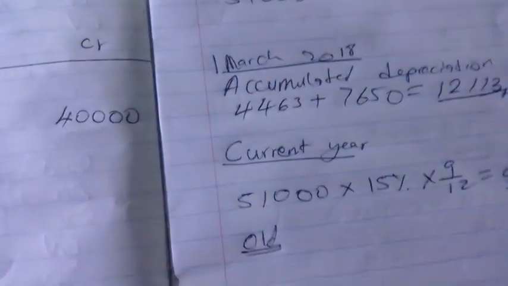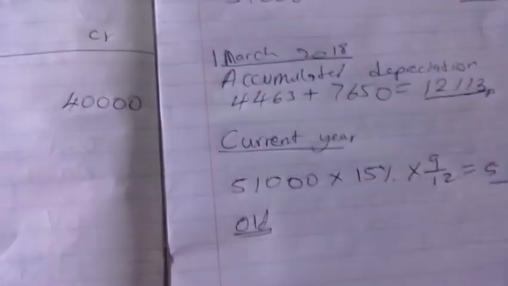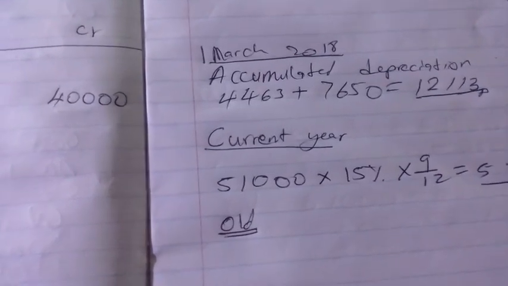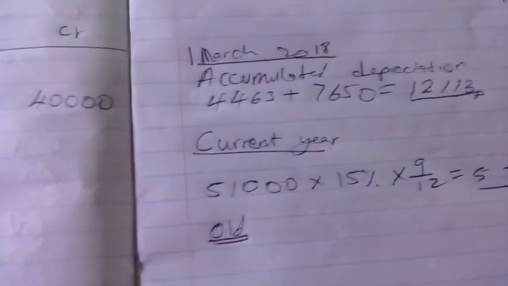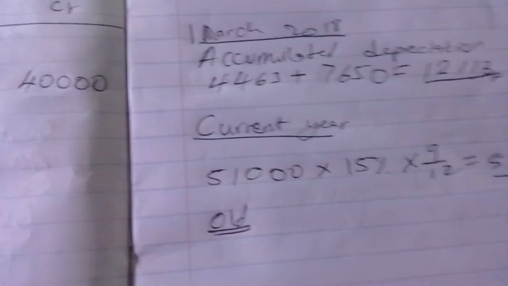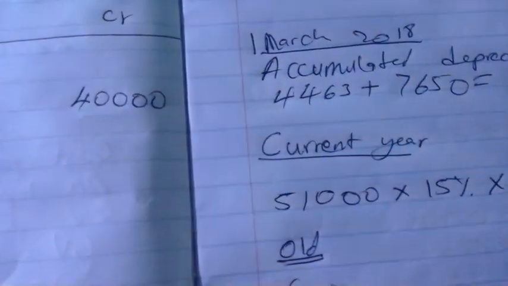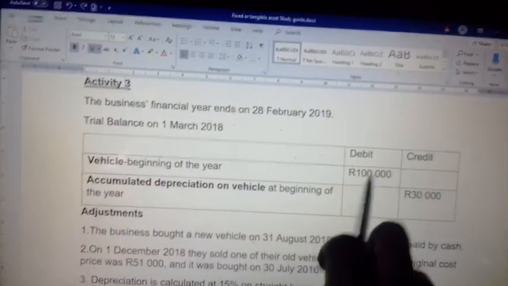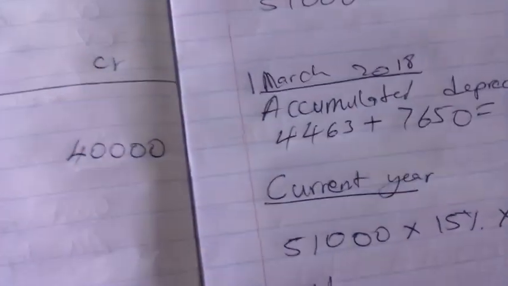Okay, now we can calculate depreciation for the old assets which had been inside the business from the beginning of the year until the end of the year. We are using the straight line method. You just have to calculate the cost of the assets which had been inside the business from the beginning of the year until the end of the year. Only the cost. Now we are calculating the cost. We have been given the cost of the asset at the beginning of the year, which is 100,000.